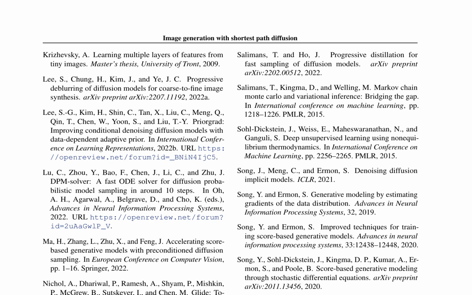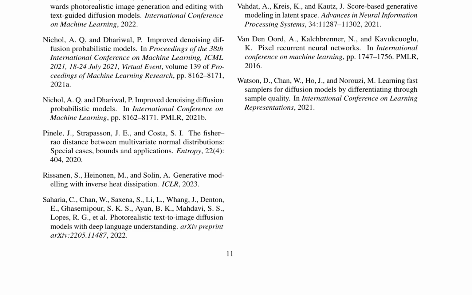Here is a combined summary of pages 11 and 12 of the research paper. The authors explore image generation using shortest path diffusion, drawing inspiration from various works in denoising diffusion probabilistic models, score-based generative models, and progressive deblurring of diffusion models. They cite influential papers in the field, including works by Nichol and Dhariwal, Song and Ermon, and Vahdat et al. The authors then delve into the theoretical foundations of shortest path diffusion, focusing on Gaussian distributions with zero mean and covariance matrices.